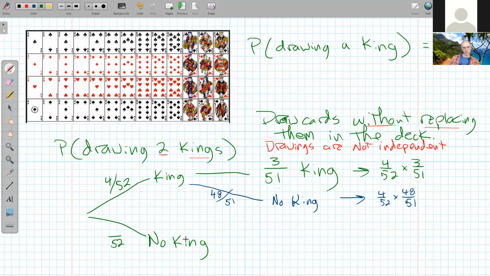How many not kings are there? There are 48 not kings. So the first drawing, that's not a king. There's a 48 out of 52 chance of not getting a king. Then we move along. From there, either we get a king or we get no king. So those are the 2 options. In this branch of reality, we don't have a king. So how many kings are in the deck on this branch right here?